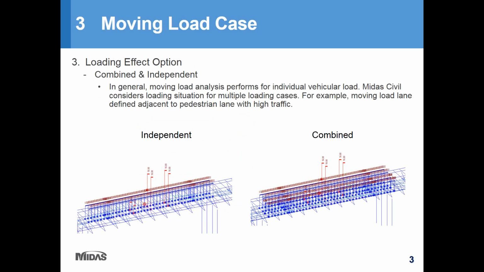Moving load analysis is supposed to run the loaded situation for a single vehicle at a time. However, our program can consider multiple load effects. This comes in useful when construction is being done adjacent to an existing structure with high traffic or high pedestrian loads, or when considering the intersection load. As you can see, we have two different types: independent and combined.